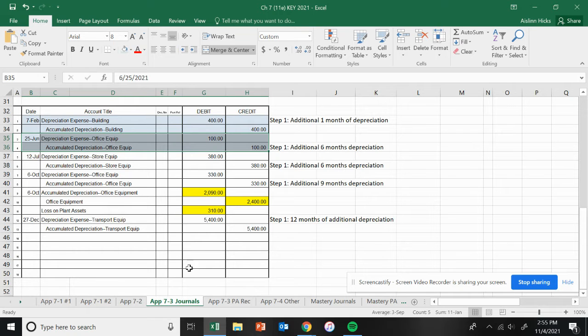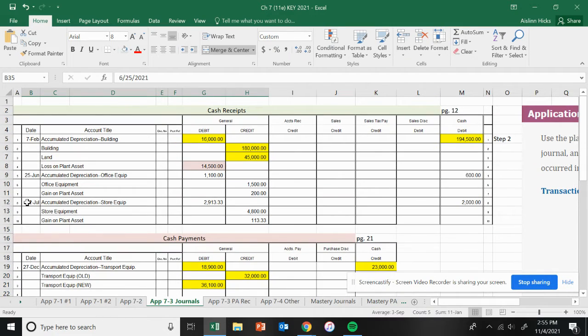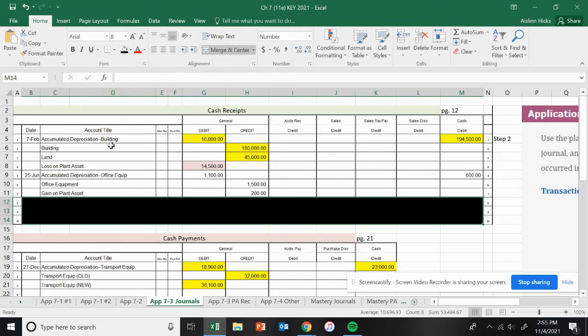Step 2 is going to be to go to our cash receipts journal. And we're not on this one yet. So I'm going to go ahead and blank this one out so you can't see it.